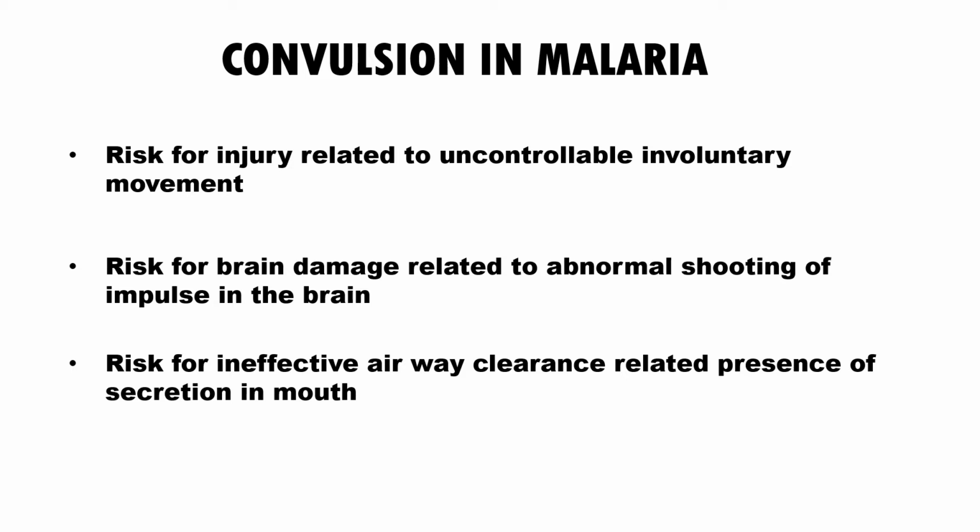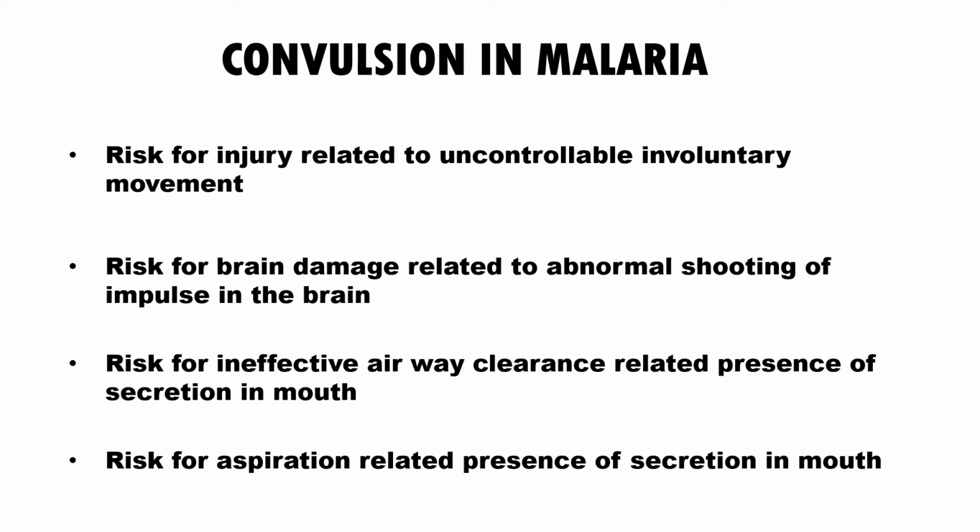Another one, we have risk for ineffective airway clearance related to presence of secretion in the mouth. Someone who is convulsing will always have secretion in the mouth, whether in terms of saliva or froth. We have risk for aspiration related to presence of secretion in the mouth. A person can aspirate this because after giving the drug, the muscles are paralyzed, so the secretion can flow back to the airway.